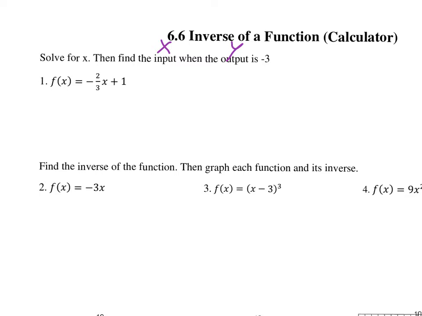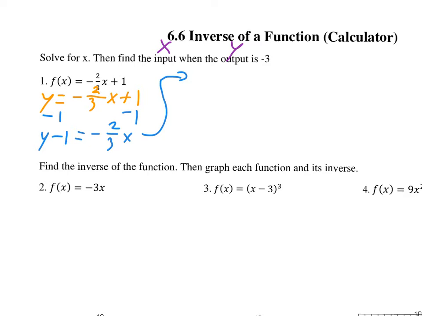We have f of x is equal to negative 2/3 x plus 1. We want to solve for x, so we want to get x by itself. So let's rewrite this. As we should remember, f of x is another way of saying y. Y is equal to negative 2/3 x plus 1. To isolate that x, we're going to subtract 1 from both sides to give us y minus 1 is equal to negative 2/3 x.